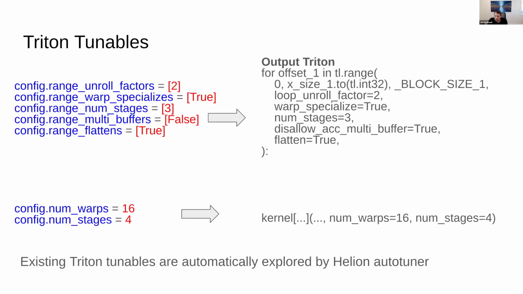And then the last class of things are just Triton tunable. These config values get passed 1-to-1 down to Triton, and these are knobs which Triton exposes, which Helion auto-tunes over. The big advantage that Helion gives here is that they're automatically explored. A lot of users don't even know that these flags exist. They might not know how to set them. And by auto-tuning over them, we can explore these automatically.